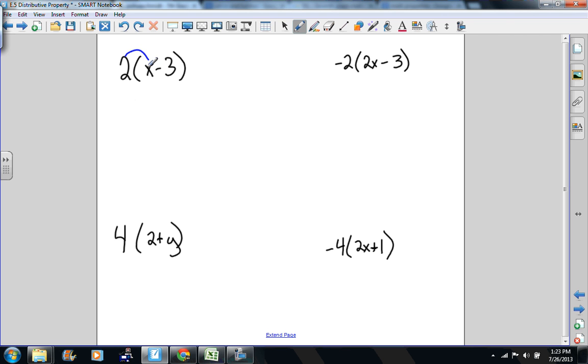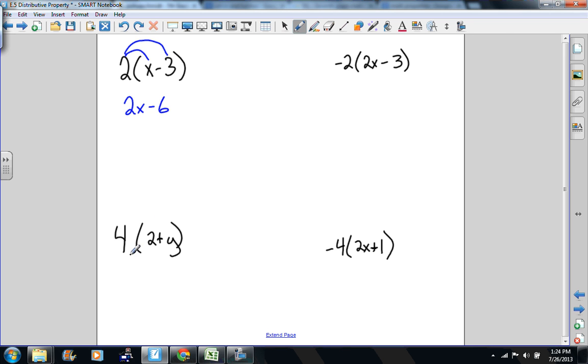So what we have to do is distribute this 2 to both terms on the inside. And we distribute by multiplying. So that's 2 times x is 2x. 2 times negative 3 is negative 6. I don't want you to think of this as 2x minus 6. Just think of this as a 2x next to a negative 6.